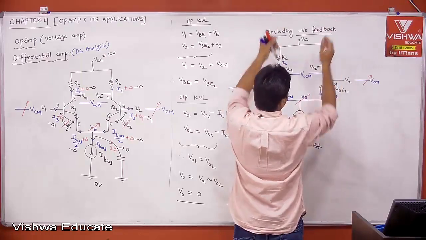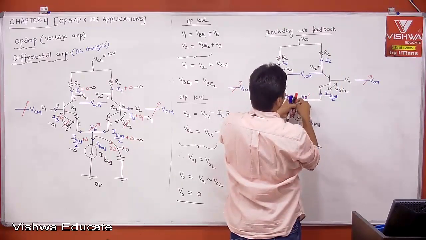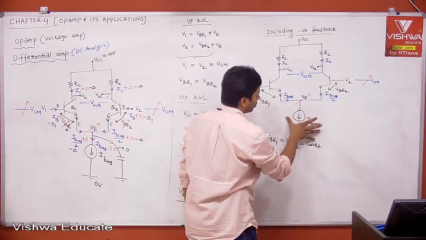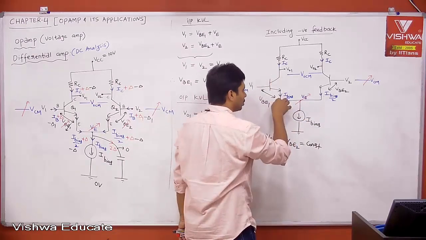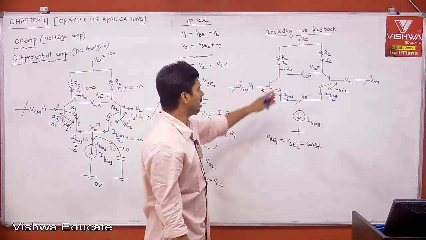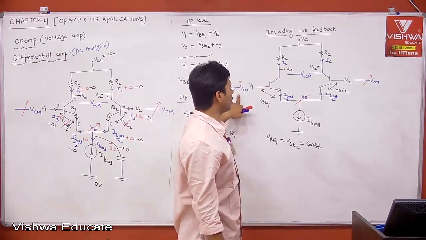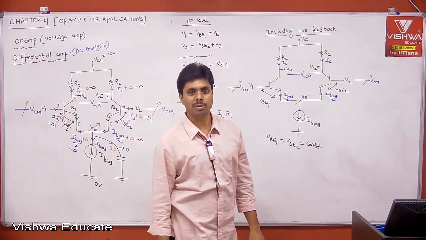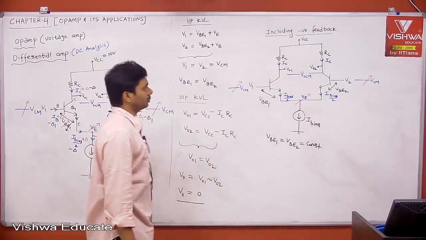Due to any reason, if IC is increasing, then VE is the one trying to do something such that your IC is constant. Ultimately, the job of the current source is to maintain the current through this, I bias by 2, I bias by 2. That's it. Whether the change in IC is due to input common mode or due to temperature, whatever it may be.